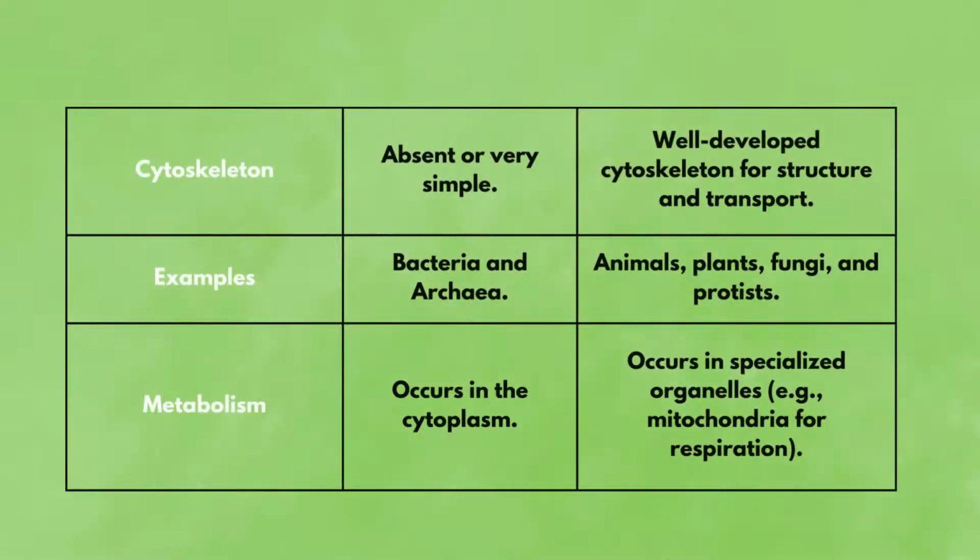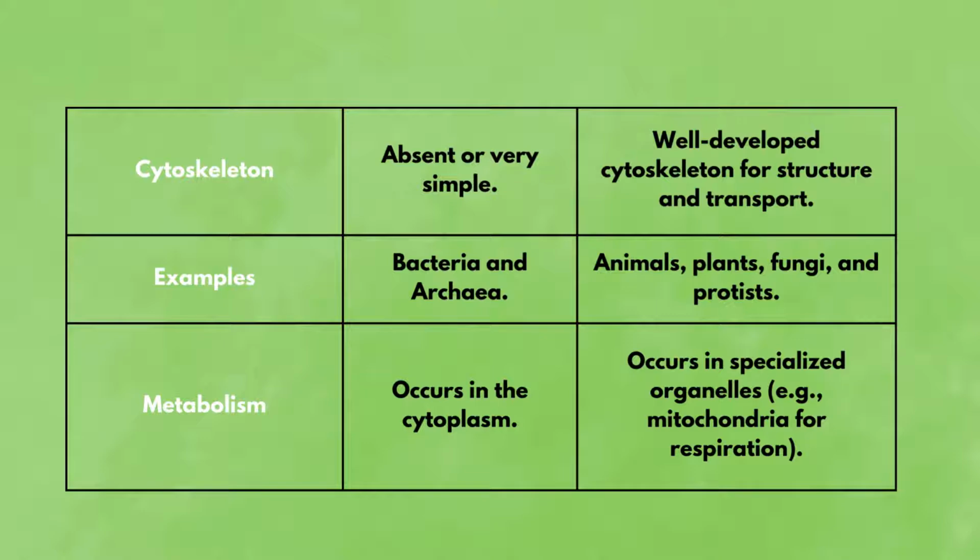Eighth one is cytoskeleton. Prokaryotic cells either lack a cytoskeleton or have a very simple one. Eukaryotic cells have a well-developed cytoskeleton, providing structure and enabling transport within the cell. Examples: prokaryotic cells are found in bacteria and archaea. Eukaryotic cells are found in organisms like animals, plants, fungi, and protists.